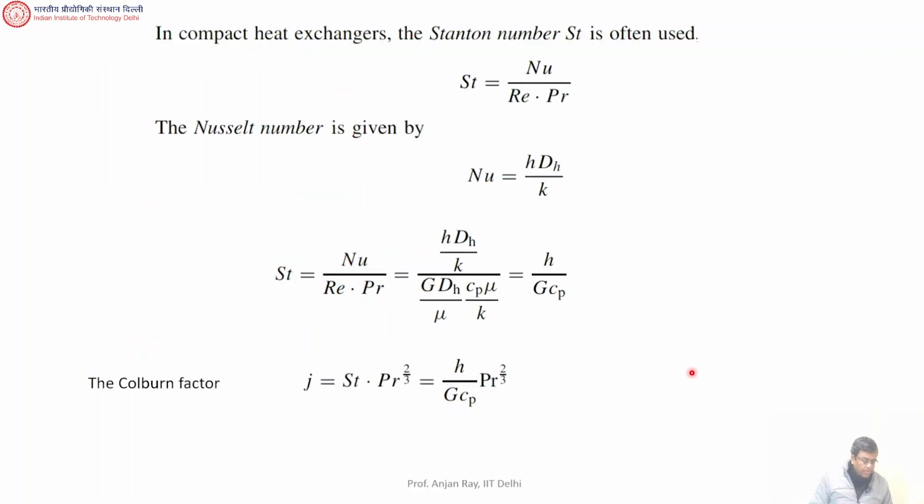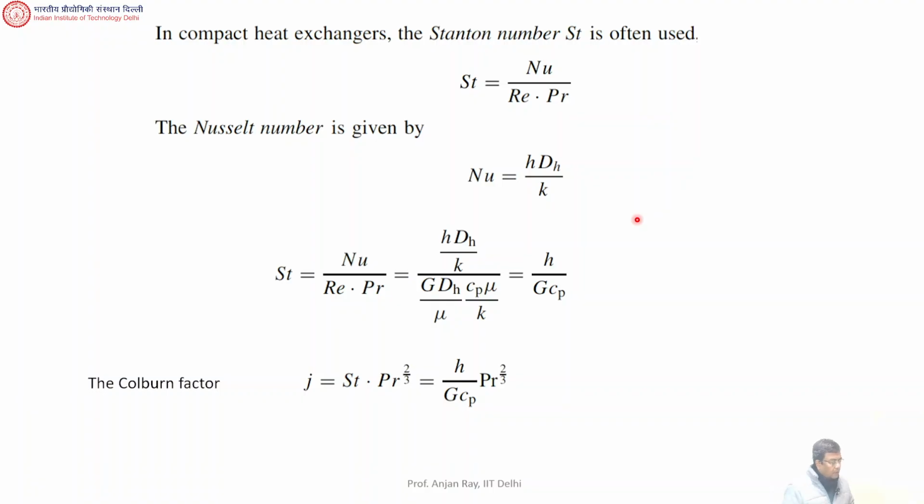Good. Now we are moving towards correlations. So we got all areas, and based on areas, we also got a Reynolds number. We now want to go to these correlations. So for correlations, sometimes we use a Stanton number. Stanton number you must have seen in undergraduate, right? Stanton number is Nusselt divided by Reynolds Prandtl.